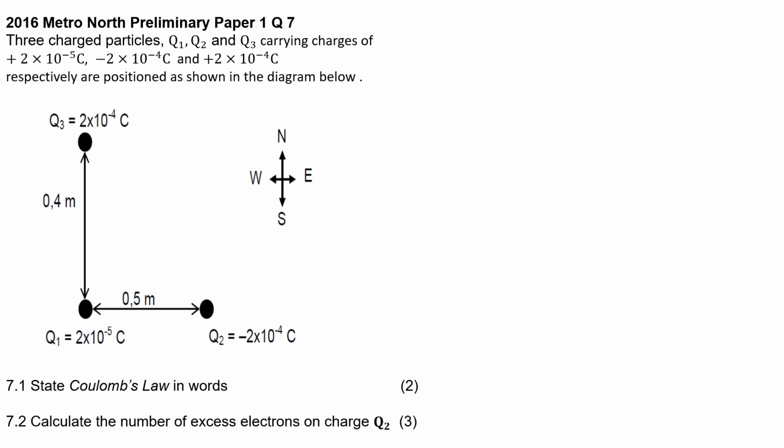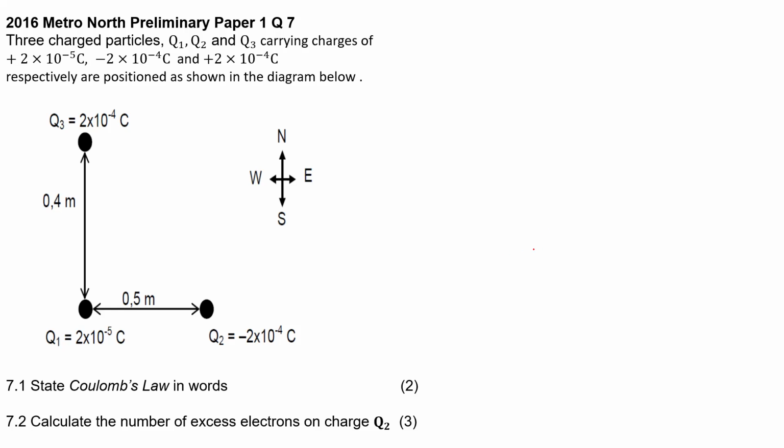7.1, the usual: state Coulomb's law. And I'm okay with that, and I hope that you're okay with that. We must learn it. 7.2, calculate the number of excess electrons on Q2.